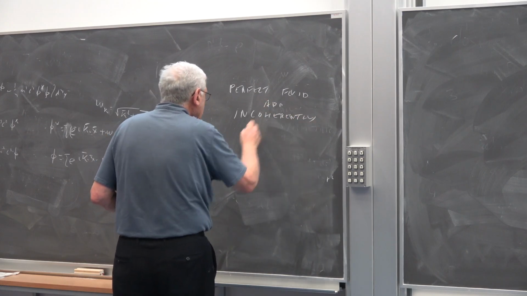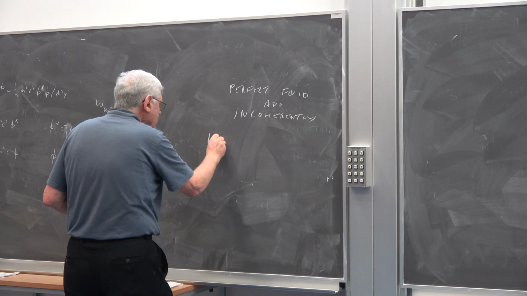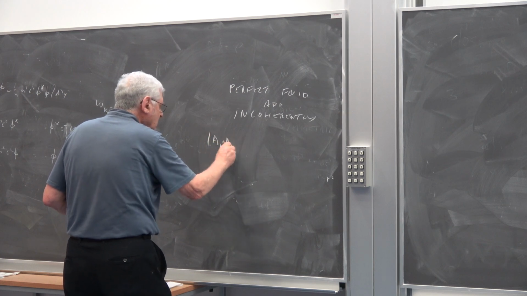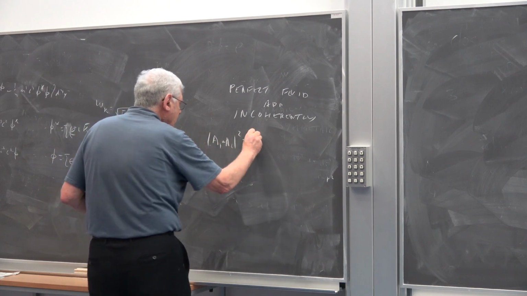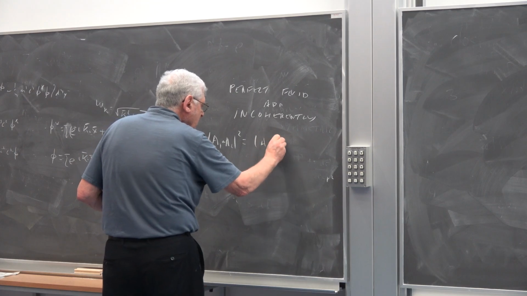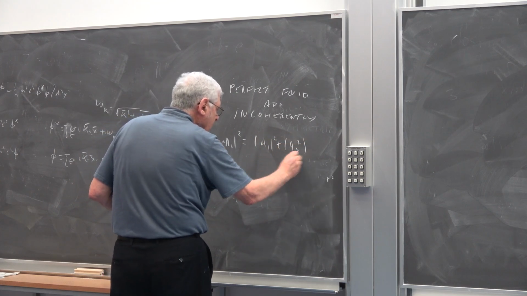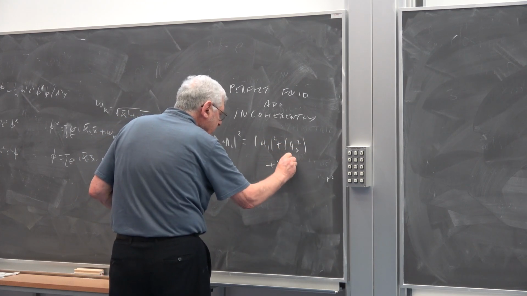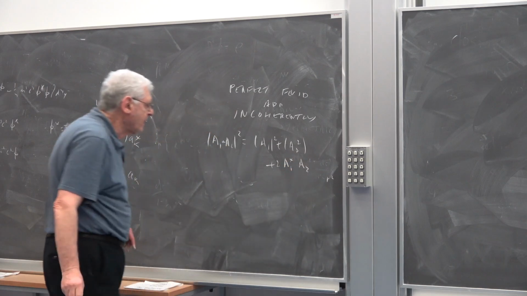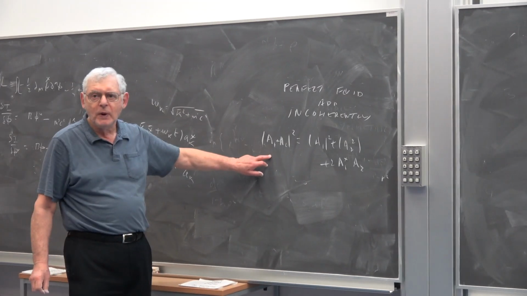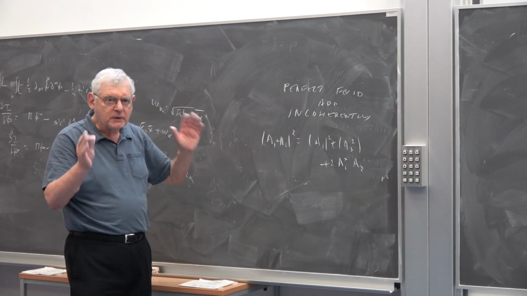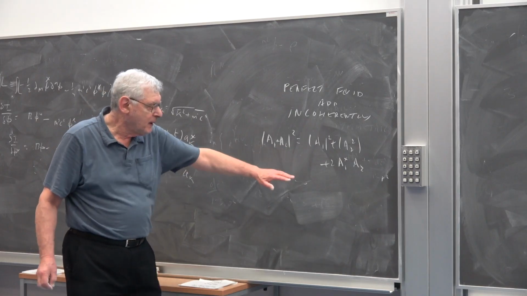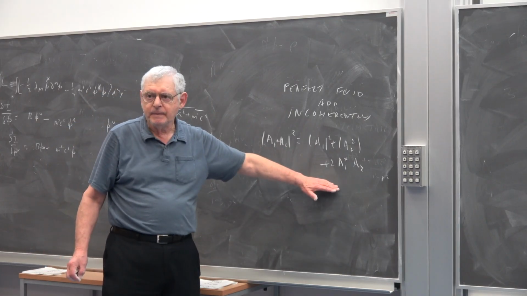Now what does that mean? If I take the modulus of A1 plus A2, modulus squared, I get mod A1 squared plus mod A2 squared plus twice A1 star A2. And this is how, if you add two wave functions together and you take the modulus squared to get the probability, there's always going to be this interference term.